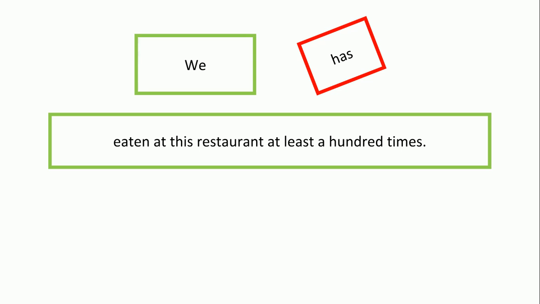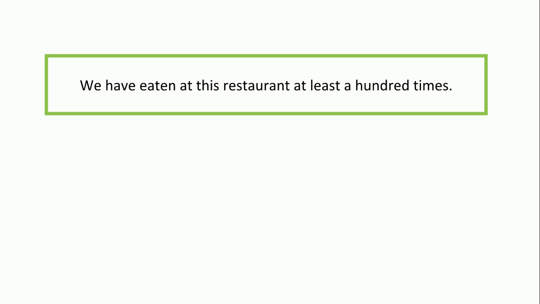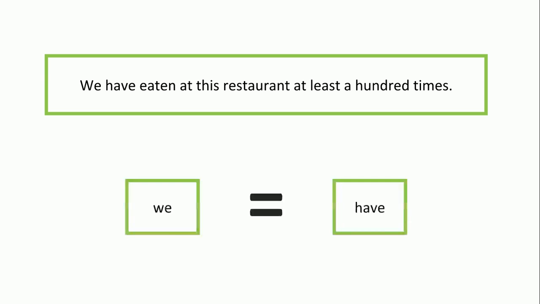So an example here, in the same format we've been looking at: We has eaten at this restaurant 100 times. Just a reminder, you should pause and ask your class, what's wrong with this? What's wrong here is that the number of we and has does not match up. We is a plural pronoun, has is a singular verb. Not good. You can fix it by changing has to have, and now both we and have are plural.